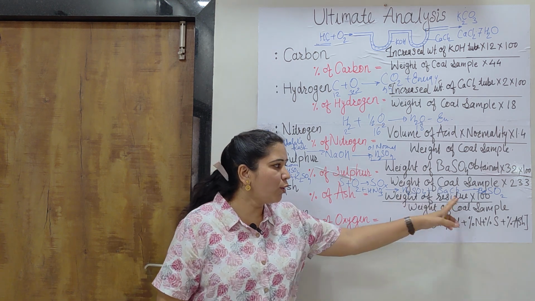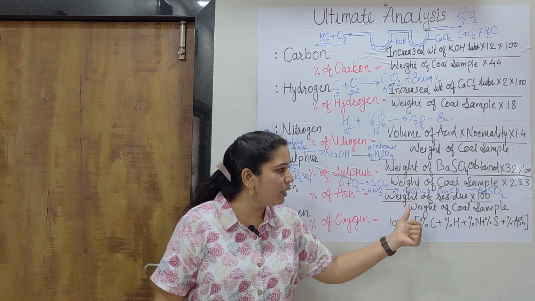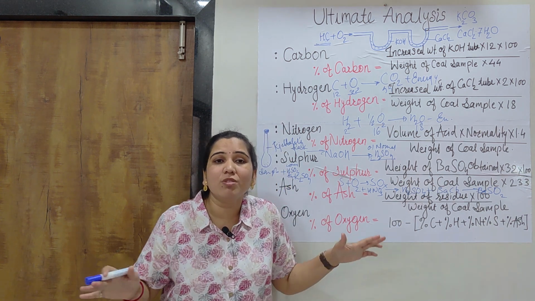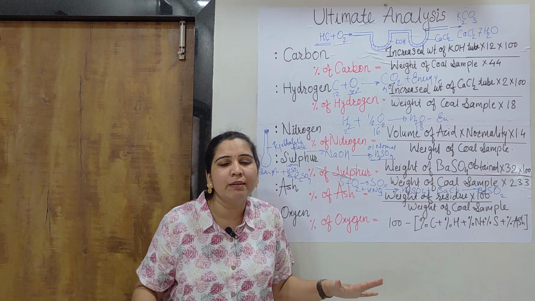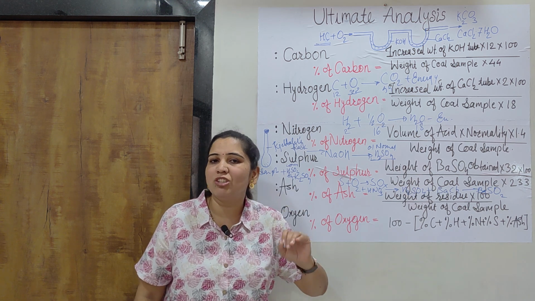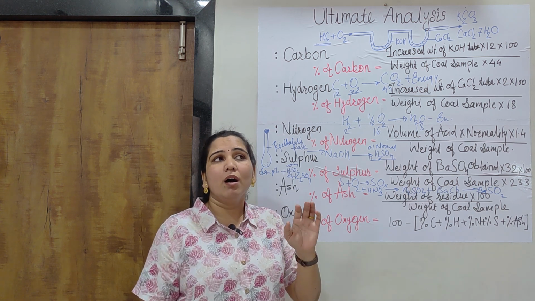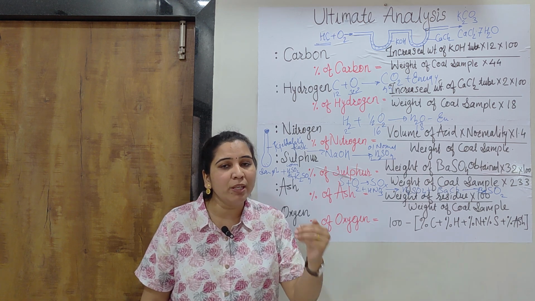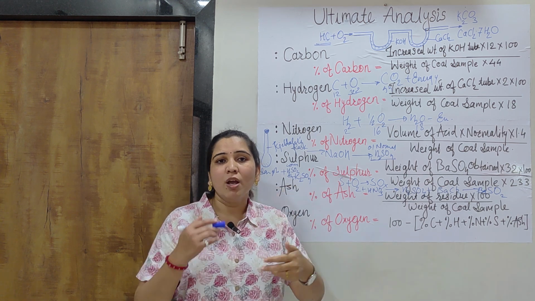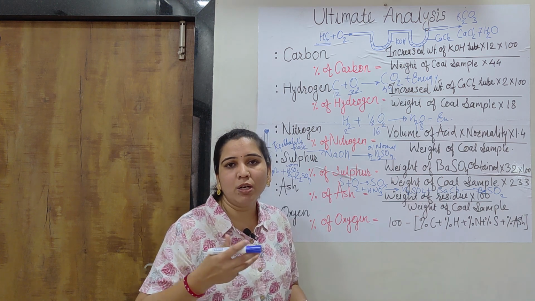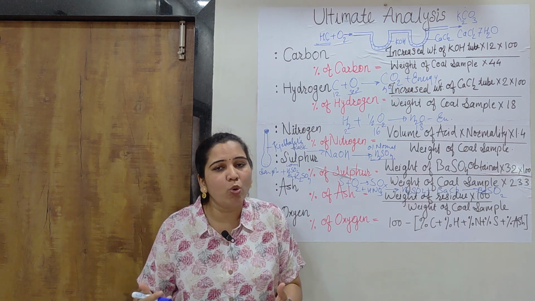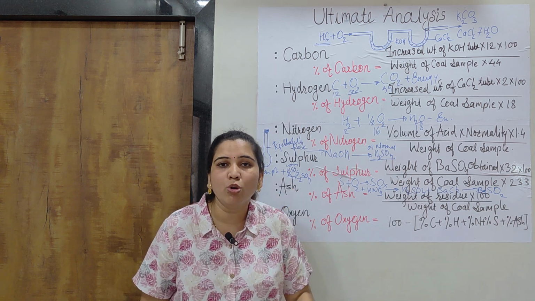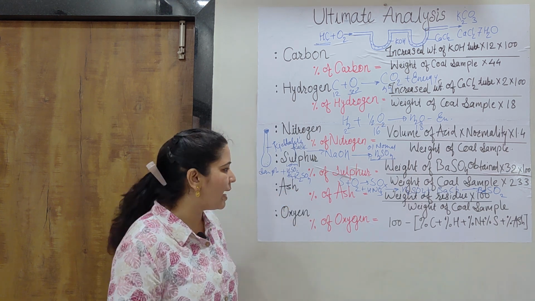So here the weight of the residue which remains, multiplied by 100 upon the total weight of the coal sample, gives us the ash. Ash is always a useless substance. It is not useful for increasing calorific value, and ash is generally present only in solid types of fuels. So it creates a hindrance during the burning process. The higher the amount of ash, the efficiency of the burner, and of the coal also, will decrease. So for good quality coal, the ash content should be less.